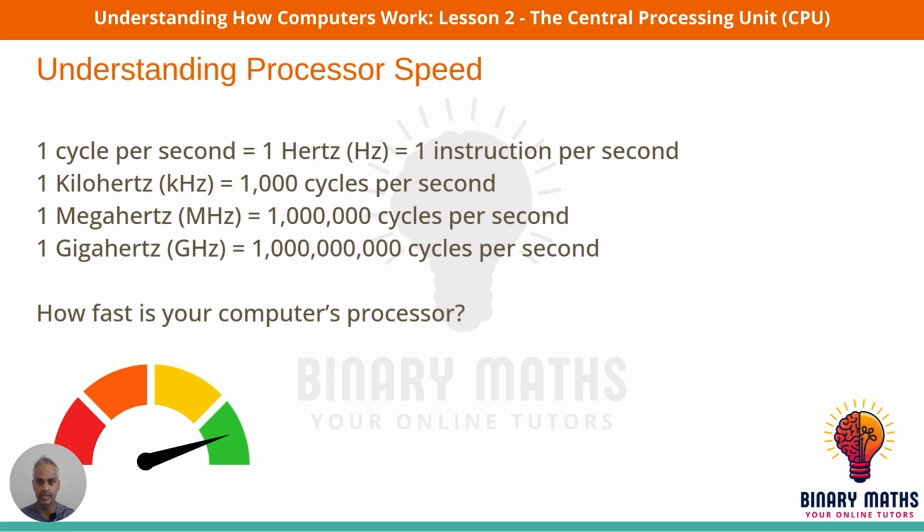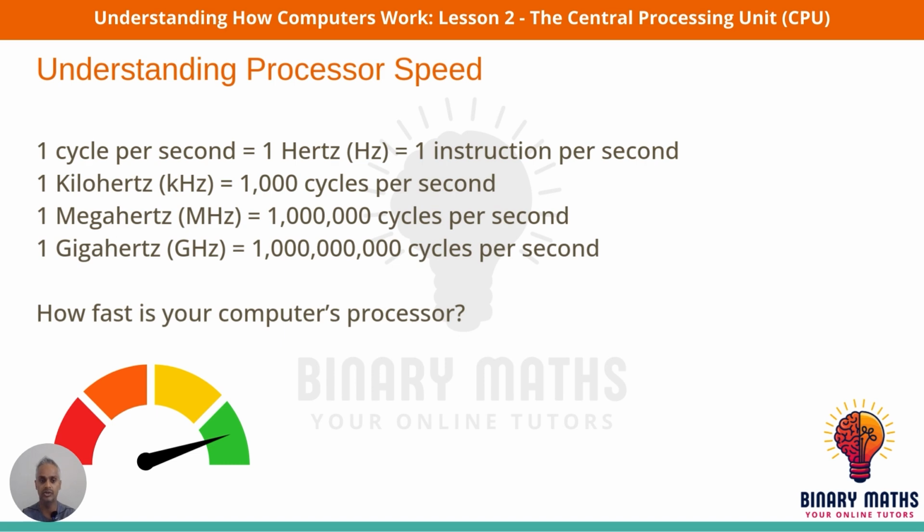Let's have a look at processor speeds. Processor speed is measured in hertz. 1 cycle per second equals 1 hertz. We also have kilohertz, megahertz, and gigahertz, representing thousands, millions, and billions of cycles per second. The speed of your computer's processor determines how quickly it can execute instructions. For example, a processor with a speed of 3 gigahertz can perform 3 billion cycles per second.